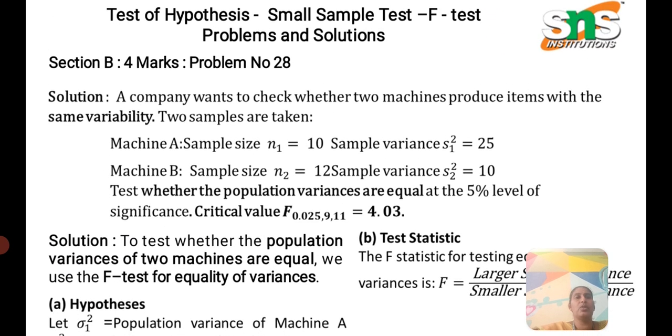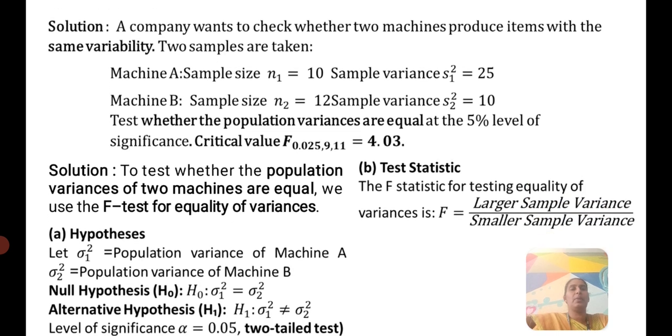Next, another problem. A company wants to check two machines producing items with sample variances. The sample sizes are N1 equal to 10 and N2 equal to 12. Sample variance S1 squared is equal to 25 and sample variance S2 squared is equal to 10.